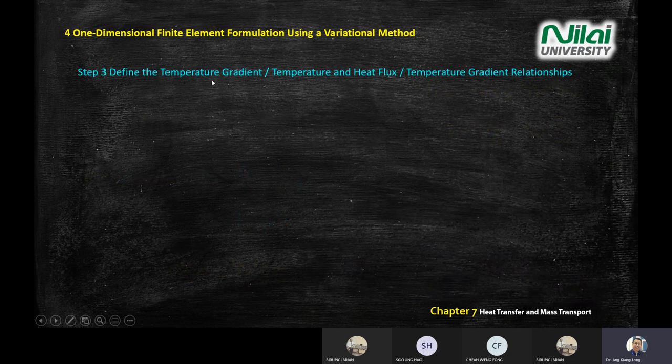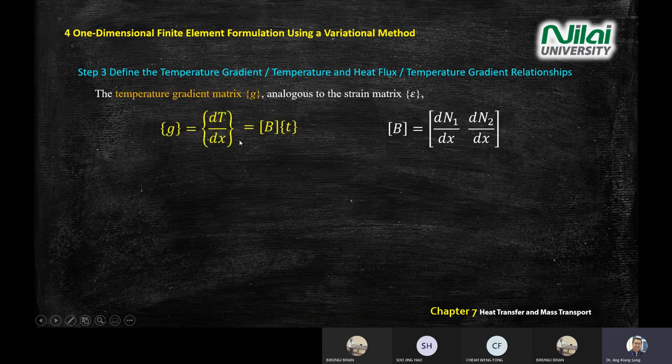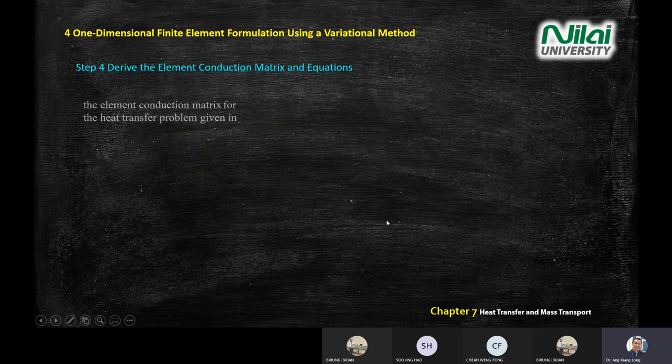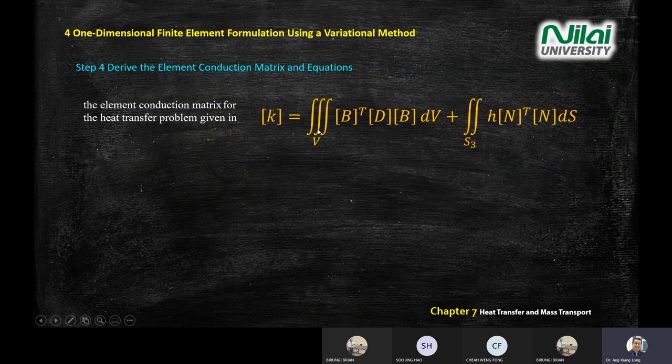Step number three, you determine the temperature gradient, the heat flux gradient. The temperature gradient is G equals BT. What is B given by? You need to differentiate your temperature equation: dN1 divided by dX, dN2 divided by dX. So you will get minus 1 over L, 1 over L. The first one is negative. For heat flux, you'll get QX equals minus DG. So for the full equation for heat flux, after you calculate the G matrix, you multiply by D. D is the material property matrix, which uses the KXX. These are the equations that you will look at later on.